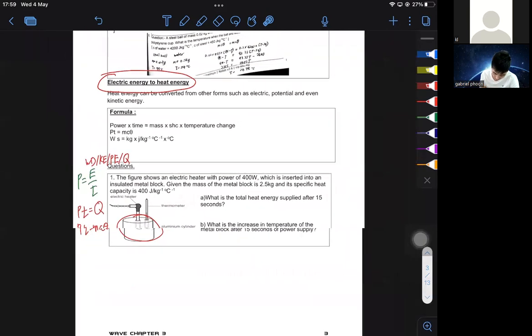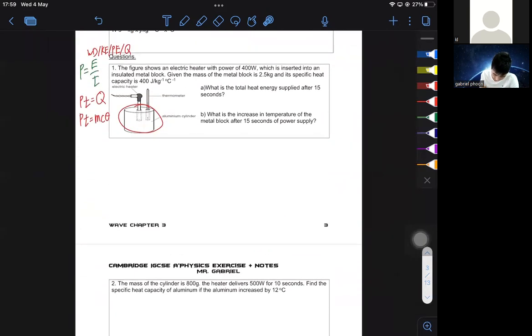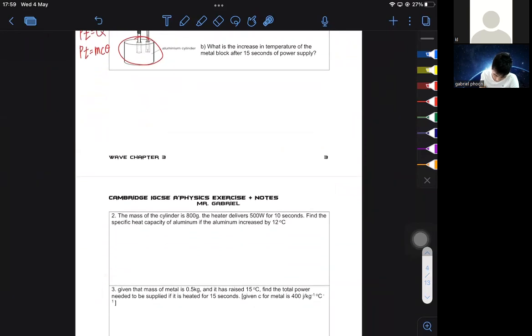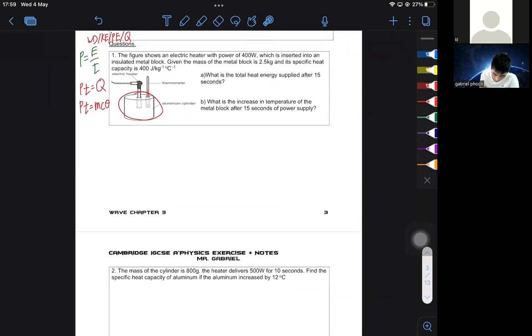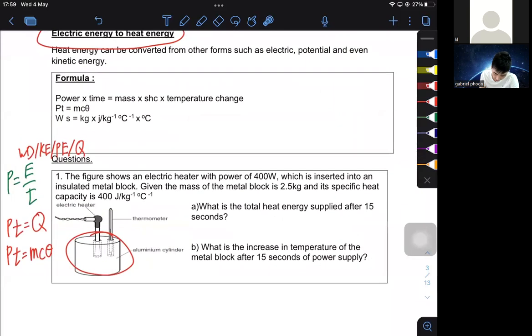Then after that, this will be your homework for this week, guys. Finish up question 1 all the way until question 3. We'll discuss the answers next week. Then we'll move on to latent heat of fusion and latent heat of vaporization. Yeah, it's just 3 questions.